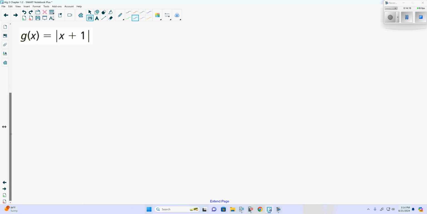Absolute value. This is one of the few where I can't read the function without giving it away, because we would say that g of x is equal to the absolute value of x plus 1. So what group? Yeah, it has the absolute value. Almost reading what the function is, essentially told us what the function is.